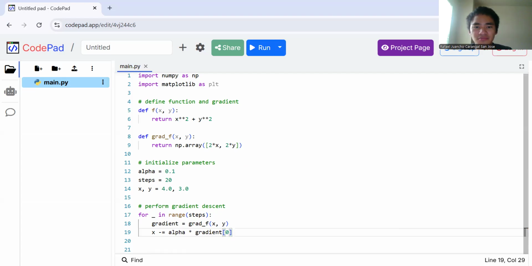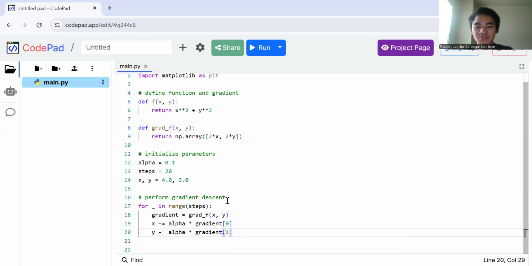Right? Then we keep going. My y and my alpha times the gradient at 1. These are just indices, as you might be asking, because this is coding. So when we look at the gradient at 0, we're basically looking for this. We treat this as an array, and this is index 0. And if we're looking at index 1, then we're looking at this.